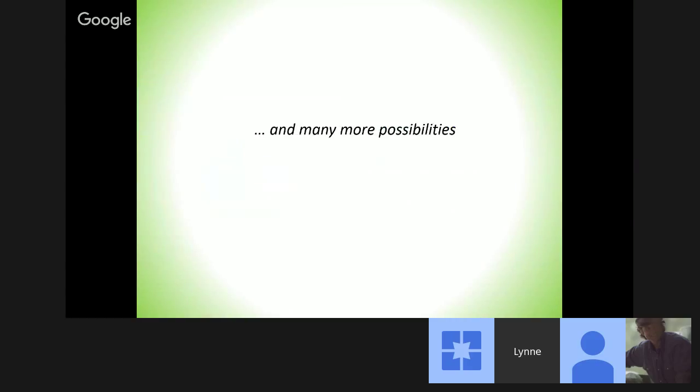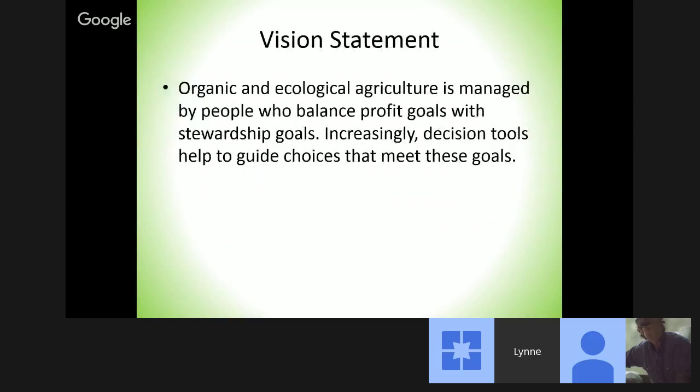So lots of possibilities on the kinds of outputs that are possible from this tool and its next versions. So again, following the vision statement, we are working with people, and we want to continue working with people who care what they're doing and who have both profit goals and stewardship goals, and help to produce decision tools that will guide those choices.